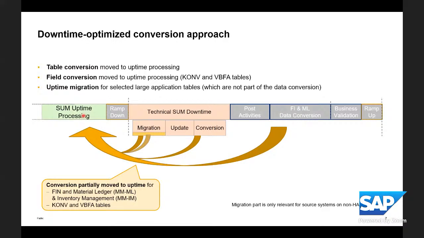And in addition, I may manually select large application tables that are not anyhow considered by the tool and say, well, these are not undergoing a data conversion. Nevertheless, there's a large table. I would like to select this table to be migrated in uptime as well, including data processing at the beginning of downtime. That is the concept of downtime-optimized conversion approach.